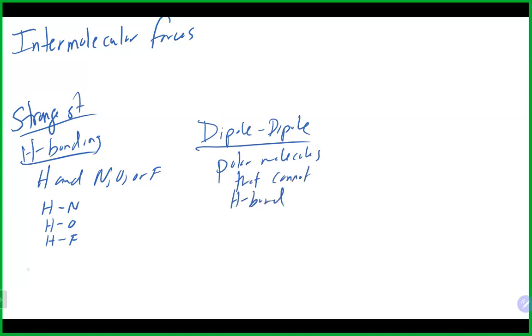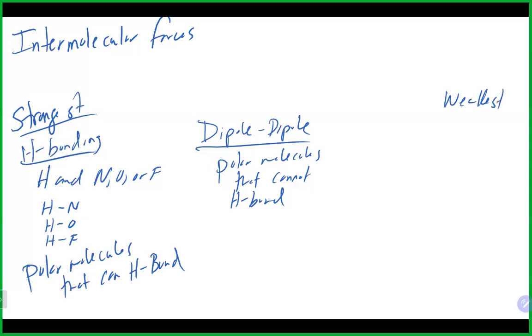And obviously, this is what polar molecules will use that can hydrogen bond. And the weakest of our intermolecular forces is going to be our dispersion forces, which is pretty much your nonpolar molecules.